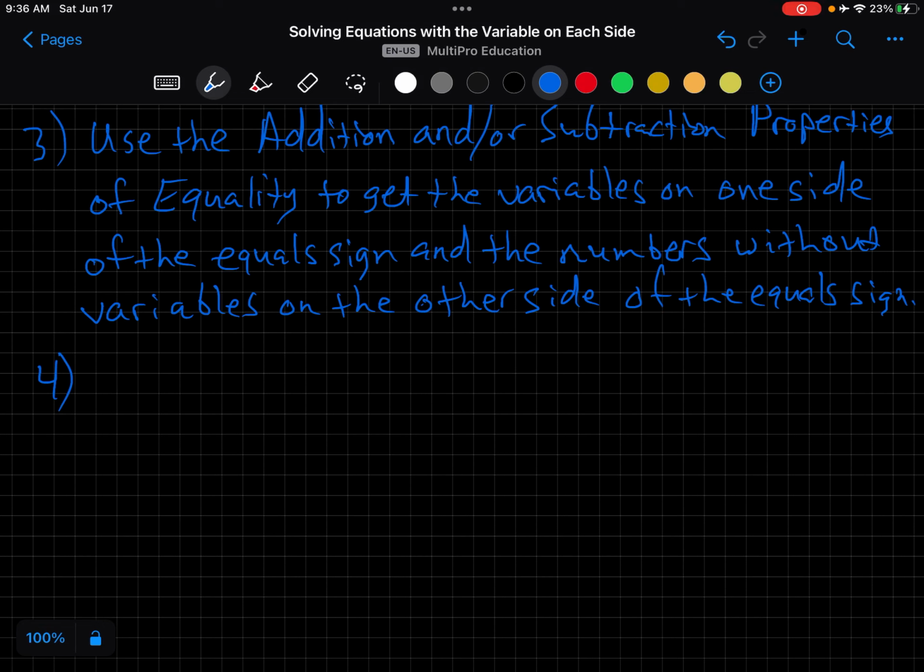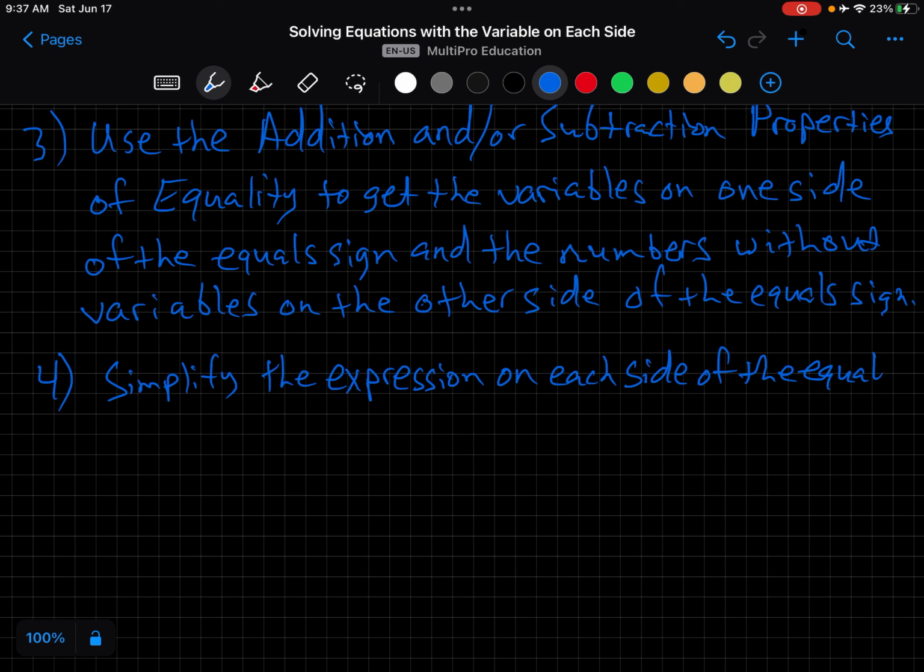Now there's a fourth step also. Once we do this, we have to simplify the expression on each side of the equal sign. And sorry if you hear Grandma snoring.